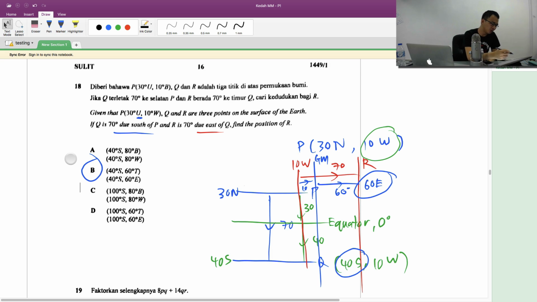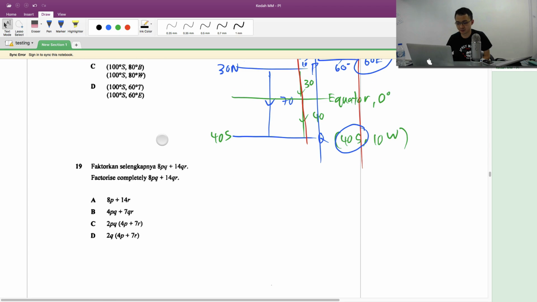So I want to do a quick summary here. Whenever the question only tells you due south, you have to assume they have the same longitude. They only change their latitude, meaning only the north-south value changes, but the longitude, 10W, will remain. And if the question only tells you due east, that means you have to assume the latitude remains the same. Alright, this is a very important idea in order to solve this kind of question. If you understand, then I move on to the next one.